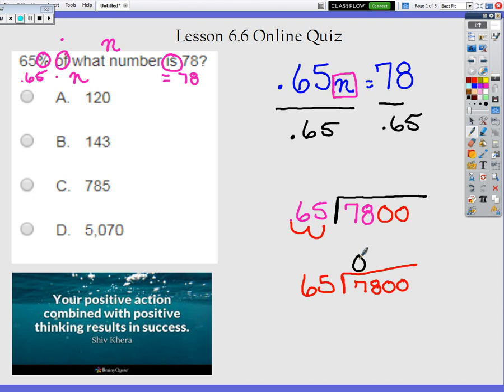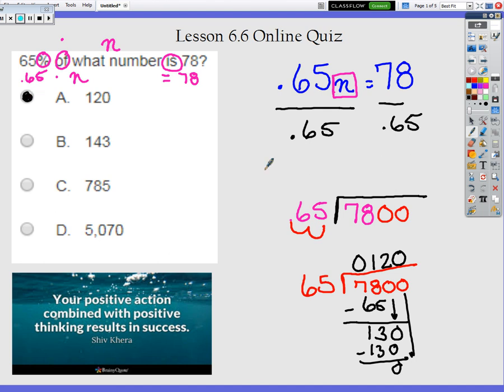65 does not go into 7, but 65 goes into 78 once. That gives me a 65. I subtract. We'll bring down that 0 right now. 8 minus 5 is 3. 7 minus 6 is 1. 65 goes into 130 how many times? Well, I'm pretty certain that 65 doubled will give me 130. So it looks like 2 works. 65 times 2 gives me 130. Subtract. I need to bring down that 0. There's nothing left here, but I need to fill that place value up with a 0. Answer is 120.